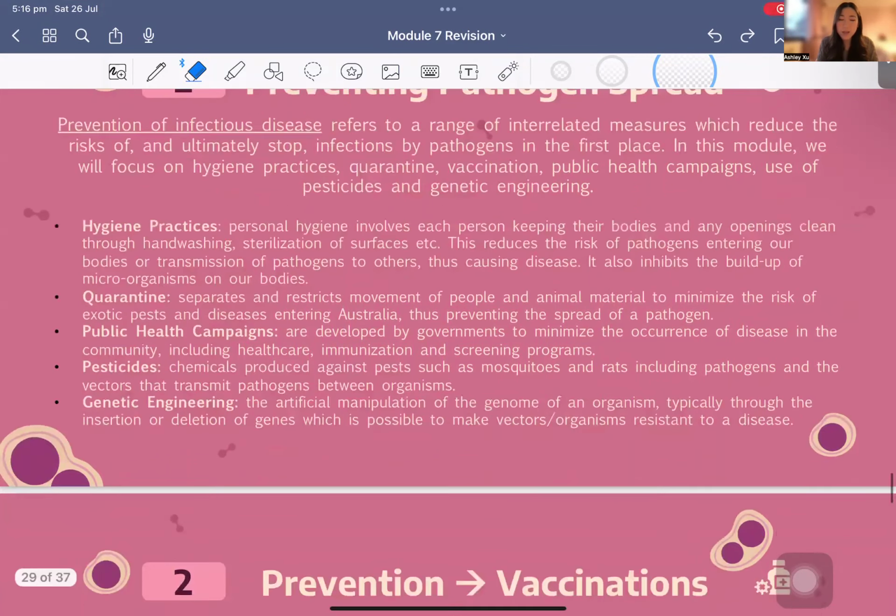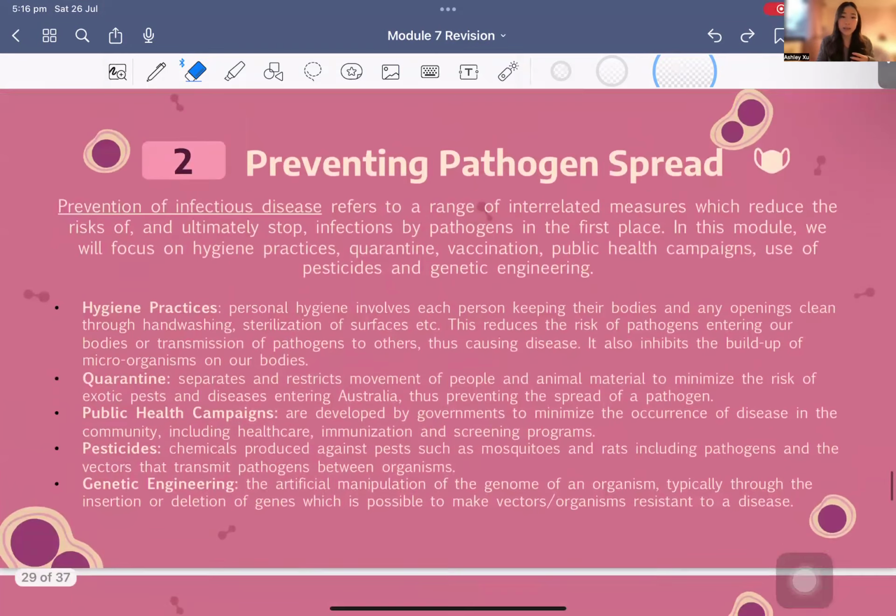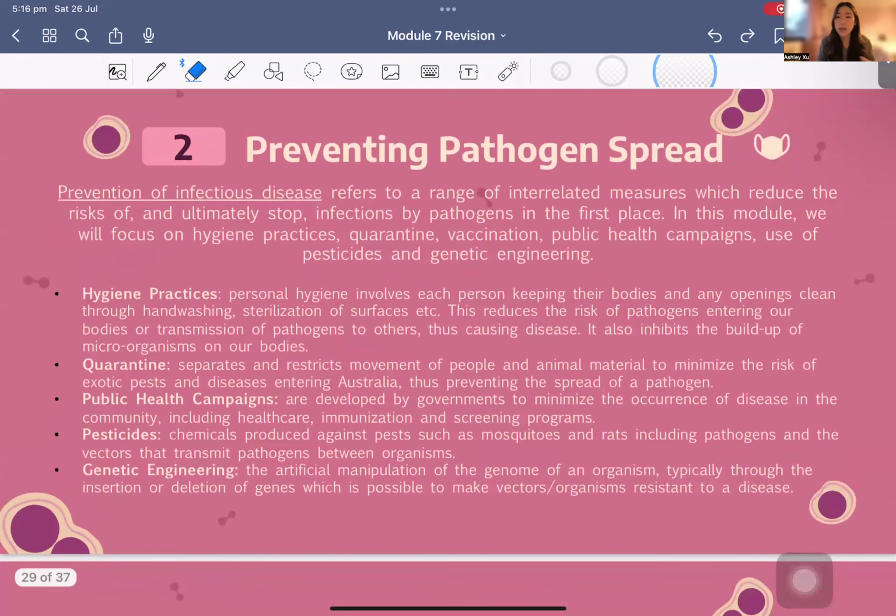Another thing is pesticides, really important for plant diseases. That gets rid of mosquitoes, rats, and other vectors from transmitting the pathogens to other organisms. Genetic engineering, that is an interesting one.